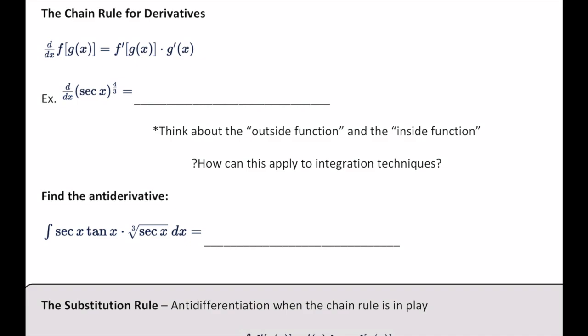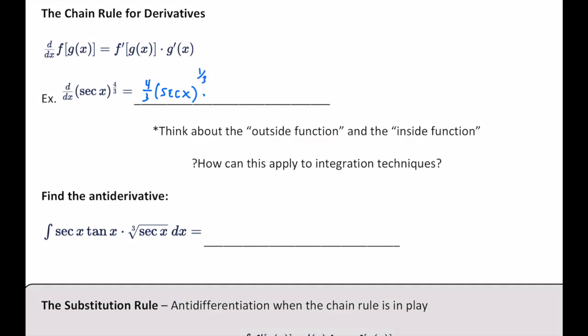We know that if we have the derivative of a chain rule function, f of g of x, where we have a function that's embedded inside another, it's the derivative of the outside function, keep the inside function the same, multiplied by the derivative of the inside function. As an example, taking the derivative of secant of x to the 4/3, first we apply the power rule, get 4/3, keep the inside the same, secant, and subtract 1 from the exponent, and we have 1/3.